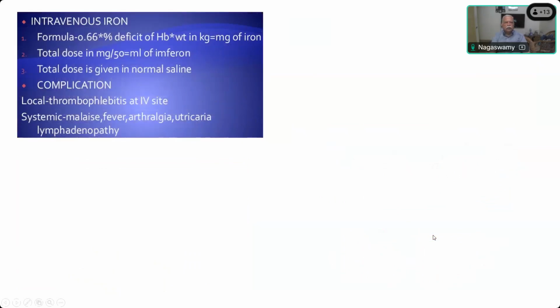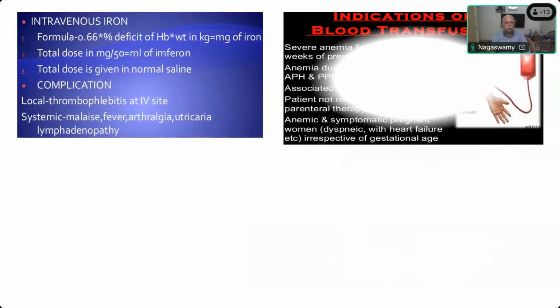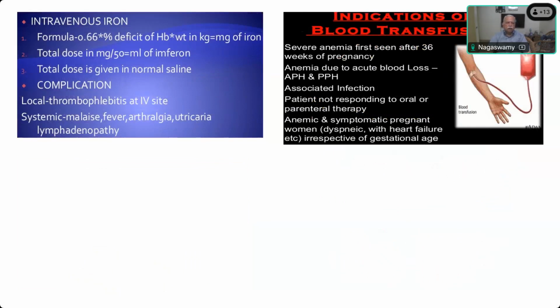And intravenous iron, of course. The complications are thrombophlebitis at the IV site, and systemic malaise, fever, arthralgia, urticaria. Even anaphylactic reactions have been reported after iron injection. So a test dose is very, very important. And what are the indications for blood transfusion? The majority of cases of anemia in the preoperative phase can be treated mostly with oral preparations. If not responding or not tolerating oral, go for parenteral iron. If that is also not suitable, then you correct it.